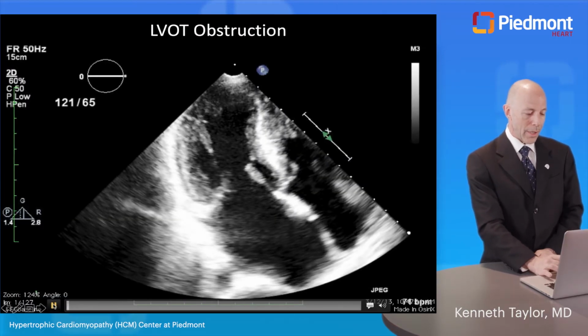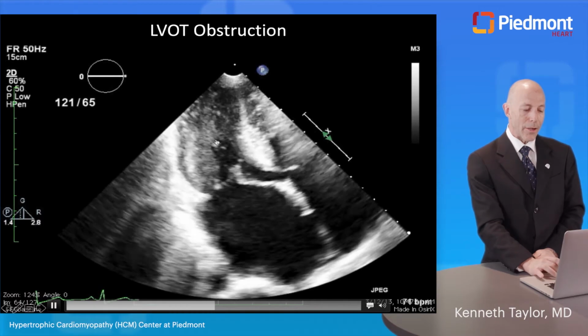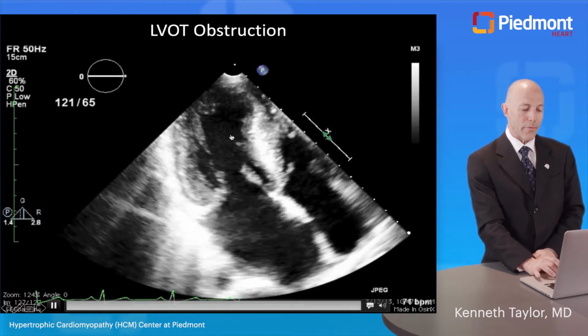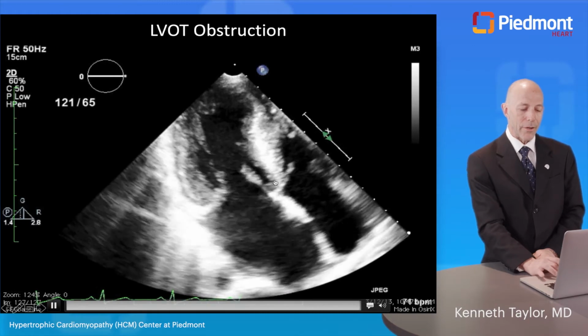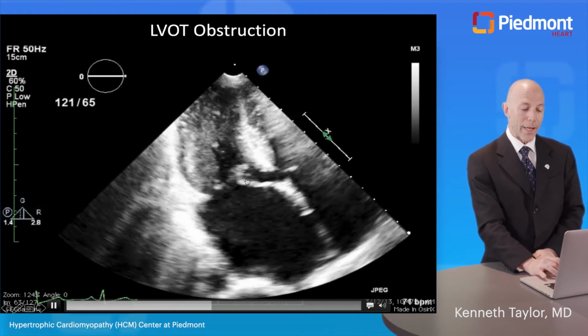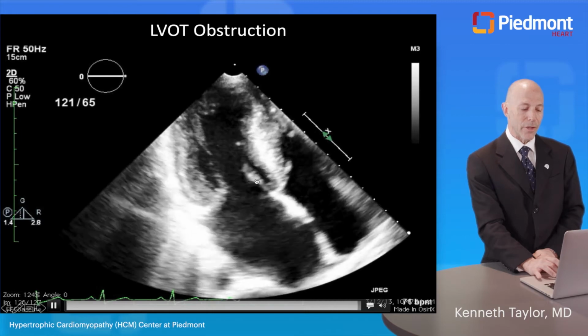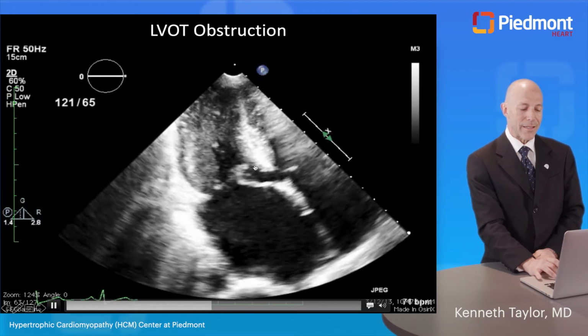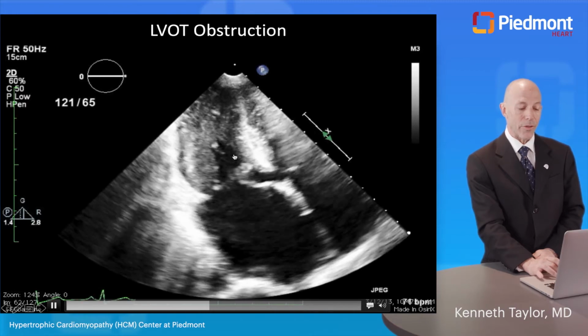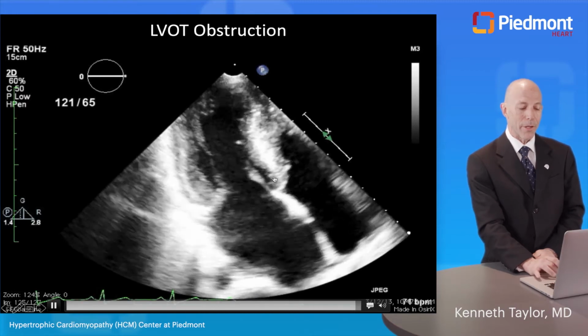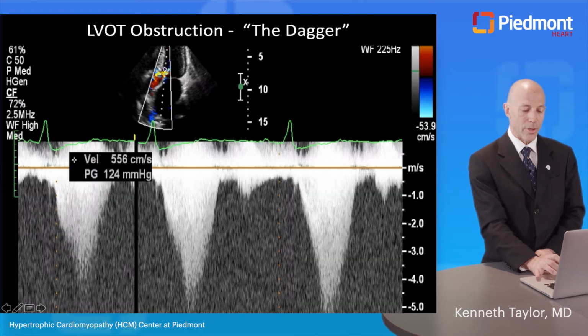So here is an echo image. The left ventricle is up here. The left atrium is here. This is the mitral valve, and here is the aortic outflow tract, and you can see this anterior leaflet of the mitral valve during systole get sucked into the outflow tract and actually makes contact with the septum, and that's contributing to the obstruction in this patient.